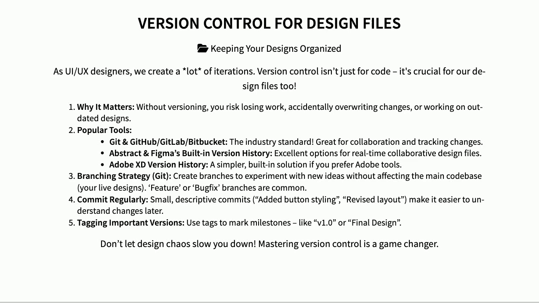Branching helps you experiment without messing up your main design, and committing regularly with clear messages makes it much easier to track what changed when. Think of tagging milestones like 1.0 or final design. That way you always know where things stand. Seriously, mastering version control is a huge win for any UI/UX designer.